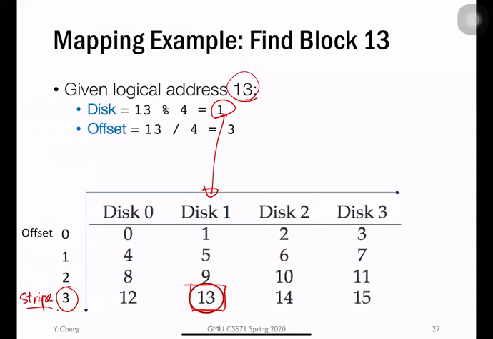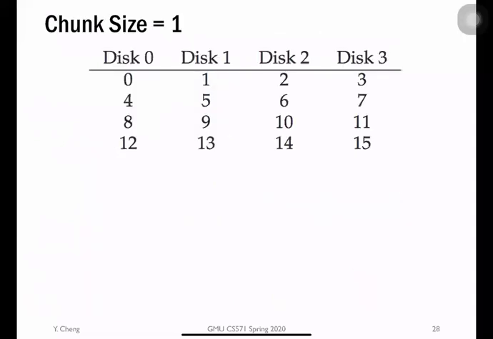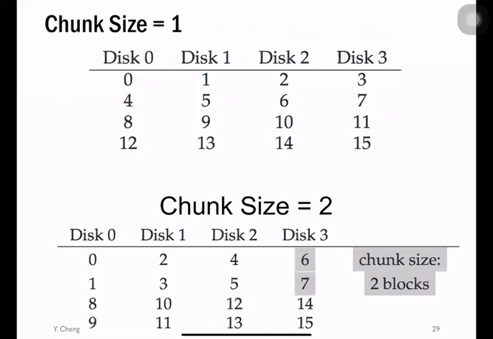Stripe number 3, which is the 4th stripe. Typically, for simplicity, we assume a chunk size or a chunk granularity of 1. That means each chunk is only stored at one single place, right? So just like the example shown above. But in other cases, the chunk size could be even more coarse-grained.